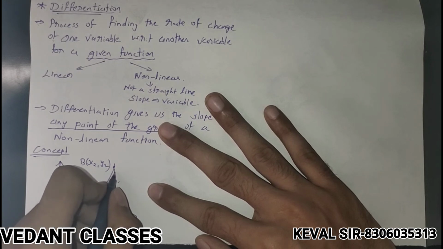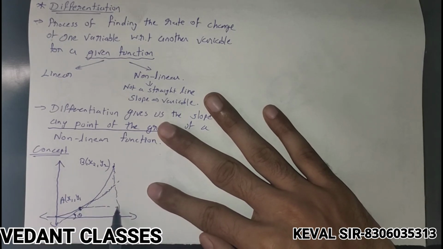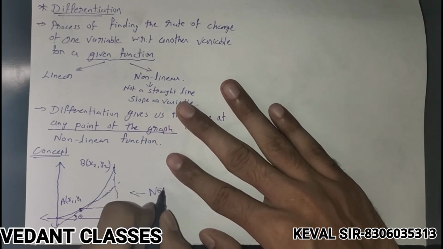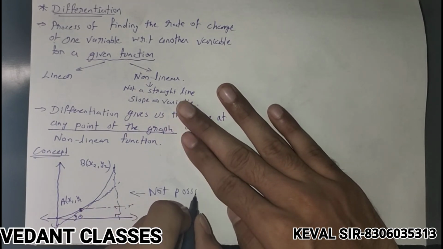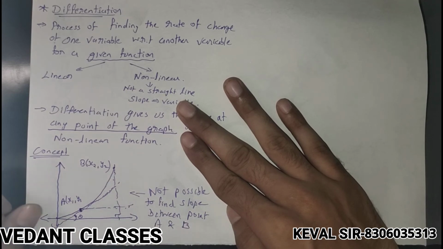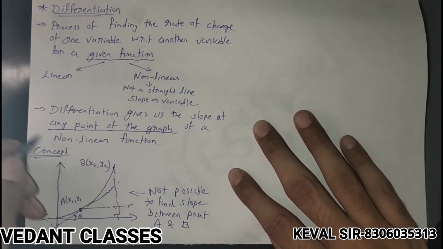Now we can see that it is simply not covering this portion. So we are not able to find out the slope for this type of curve. It's not possible to find the slope between point A and B. So we fail to find the slope between point A and B in these two cases.